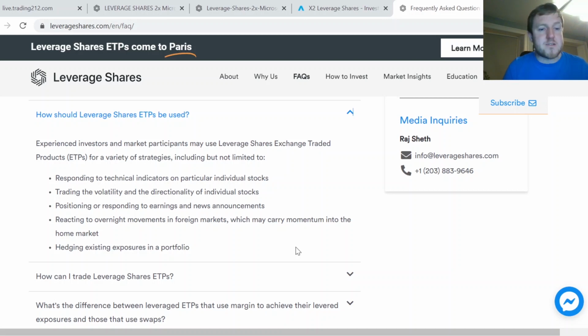And the last one they have here is hedging existing exposures in a portfolio. So if you're making a particularly risky trade on a day and you want to cover yourself off a bit, you might want to buy a leverage share going in the opposite direction so you don't completely lose your shirt if everything goes wrong. So that's basically all I want to talk about today.